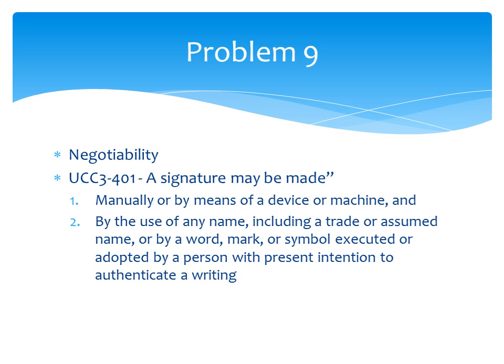Okay, problem 9 deals with negotiability, and specifically UCC Article 3, Section 401 talks about how a signature may be made. And the requirements are manually or by means of a device or machine, such as if you're using a computer, and by the use of any name, including a trade or assumed name, or by a word, mark, or symbol executed or adopted by a person with present intention to authenticate a writing.